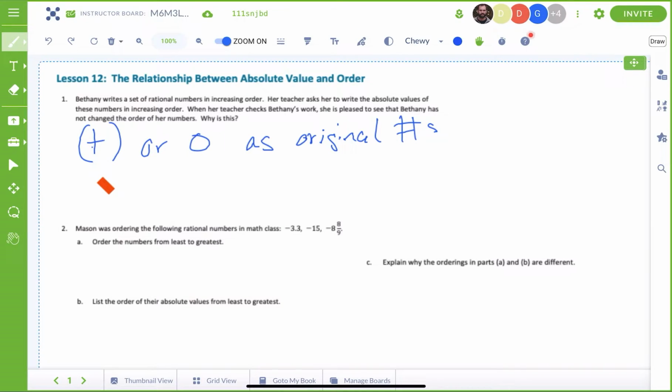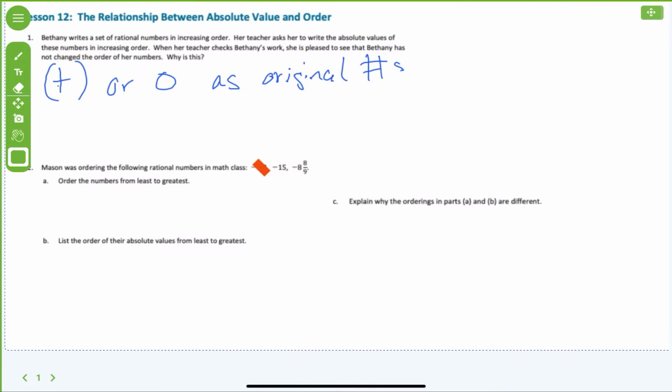Number 2 says, Mason was ordering the following rational numbers in math class. Order the numbers from least to greatest. Okay, so we can actually just look at the whole numbers here and know what order they come in. From least to greatest, the biggest number is going to be the least, right? Because they're all negative. So 15 is the biggest number here. So that's going to come first. Then we're going to have negative 8 and 8/9. And then we would have negative 3 and 3/10.